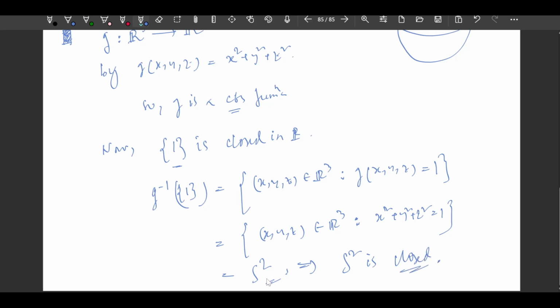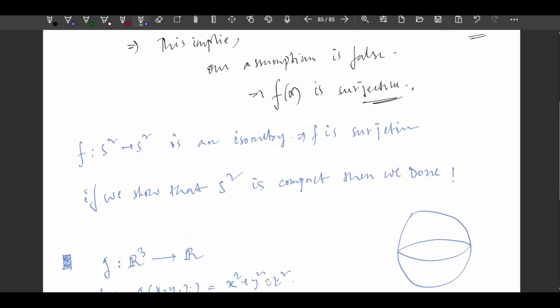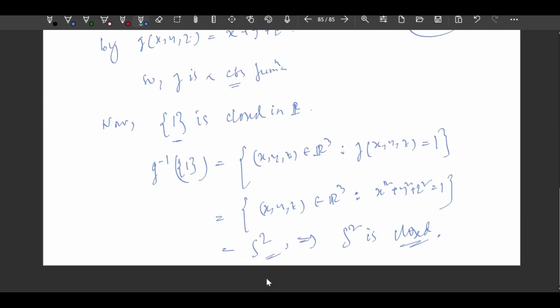Now it is homework that S2 is also bounded. Please check it. Okay. Then in Rn, any closed and bounded subset is directly, we can say, compact. It is an if and only if condition, right? Any compact set in Rn is closed and bounded, and any closed and bounded set in Rn is compact, right? So S2 is compact. So if f is an isometry from S2 to S2, by the previous theorem, we can say directly that f is surjective. Okay, thank you.